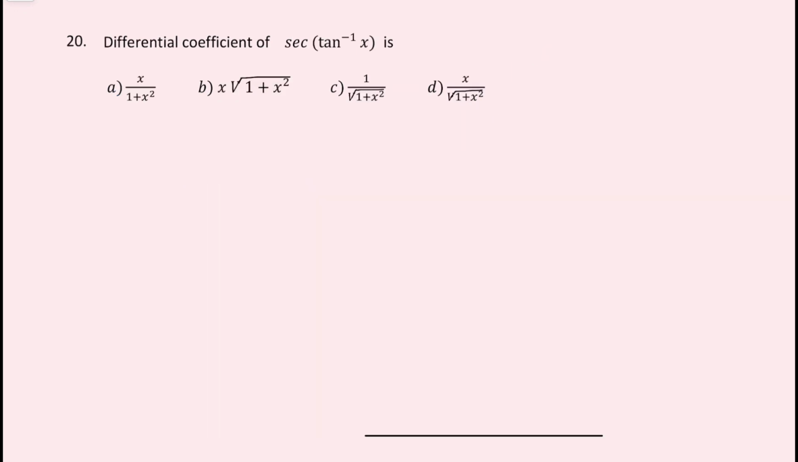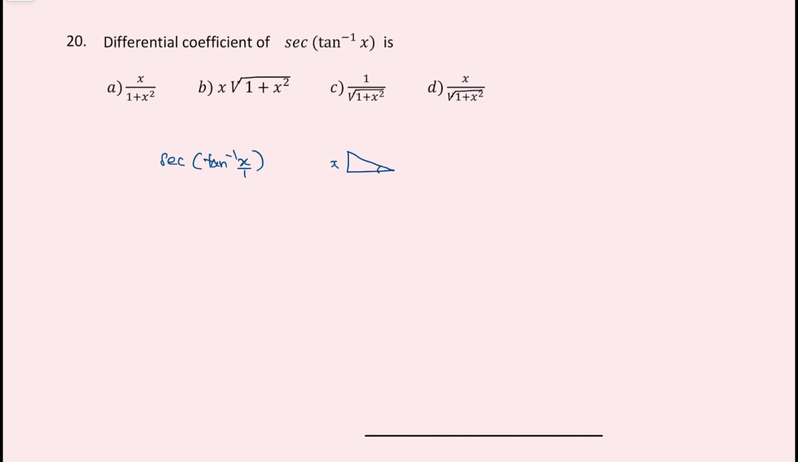Question 20. This is the last question of section A. Differential coefficient of secant tan inverse of x. Let us first simplify this function and then we will do the differentiation. If you do the differentiation directly, again you have to simplify it. So let us simplify first and then we will do the differentiation. Secant of tan inverse of x. x can be taken as x by 1. I can easily change tan inverse to secant inverse.